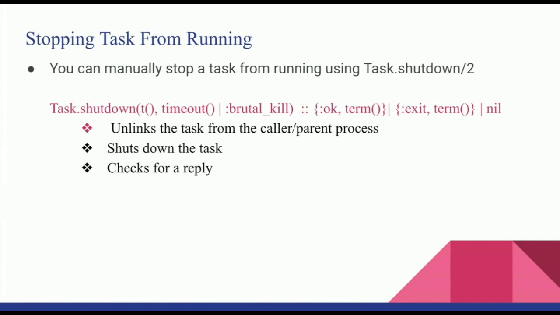We are going to see the different outputs, and at what point we get them, using Task.shutdown. With Task.shutdown, it unlinks the task from the caller or the parent process. It also shuts down the task and checks for a reply. Let's see how this works in the interactive shell.